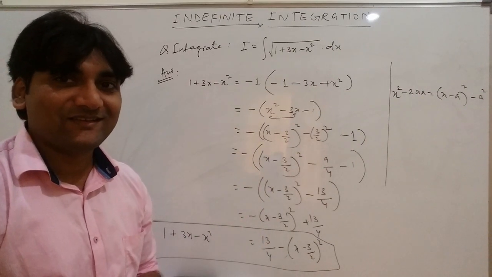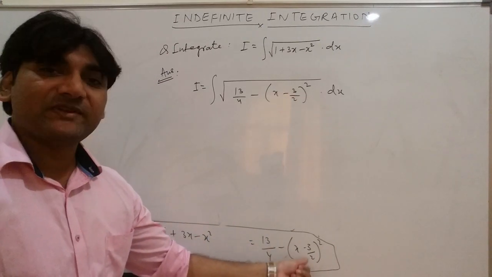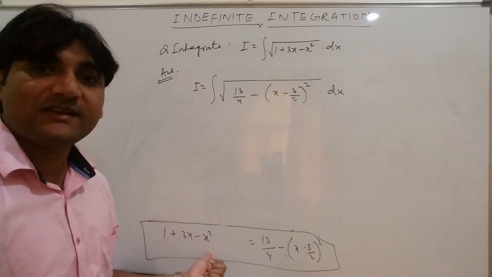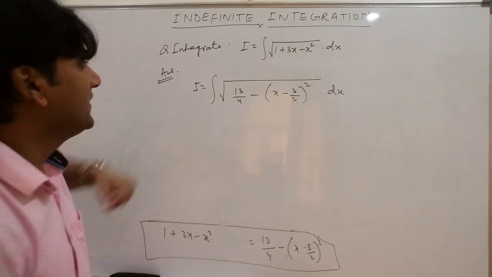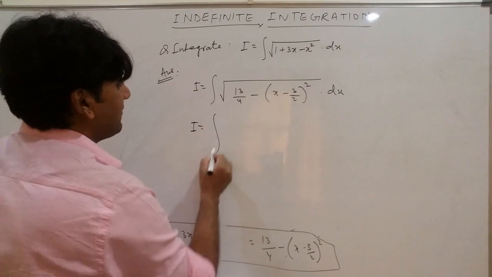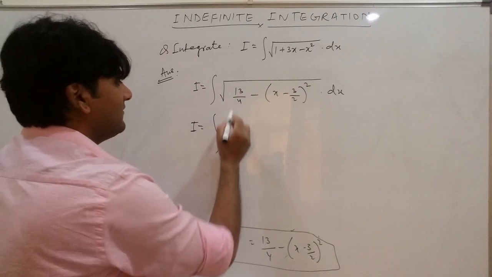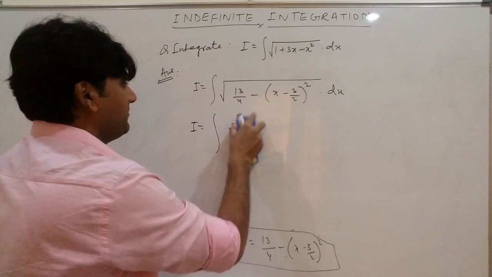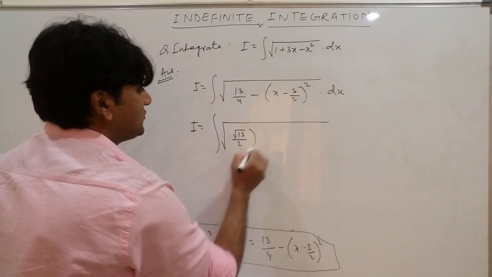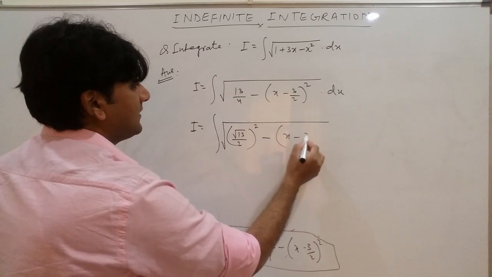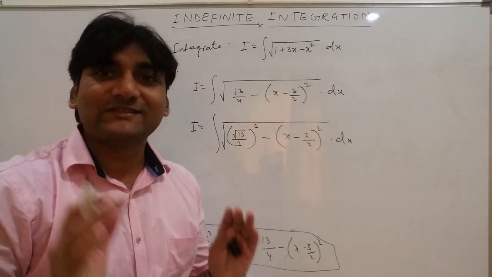Now I will integrate. Let's understand. Now I can put this value, 13 over 4 minus x minus 3 over 2 whole square, instead of 1 plus 3x minus x square, right? So root of 1 plus 3x minus x square, I have put this one. This is not a square form, this is an x square form. So I will write root, first the main root, then this is root 13 over 2 whole square minus x minus 3 over 2 whole square dx. So now I got the perfect standard form.